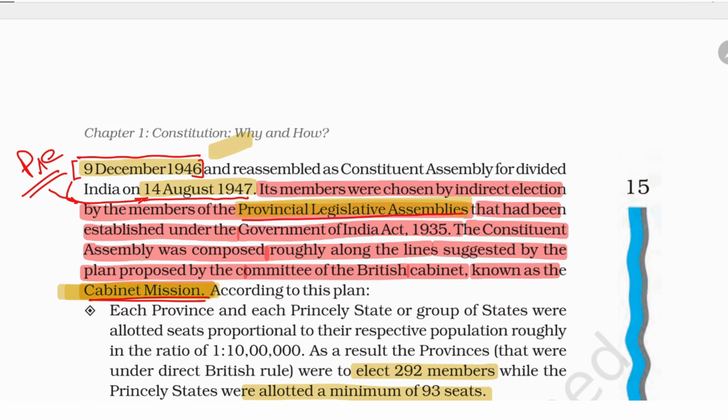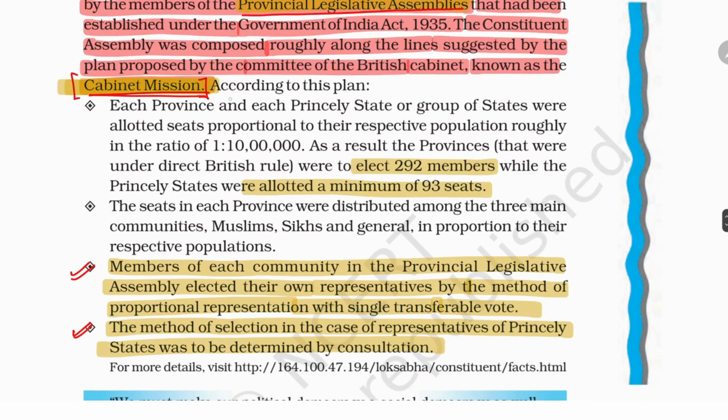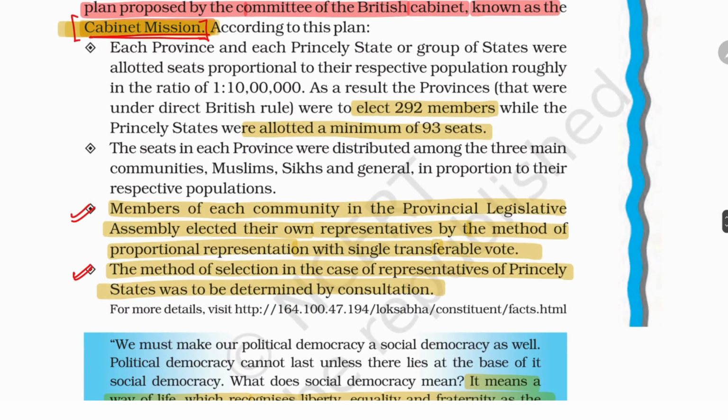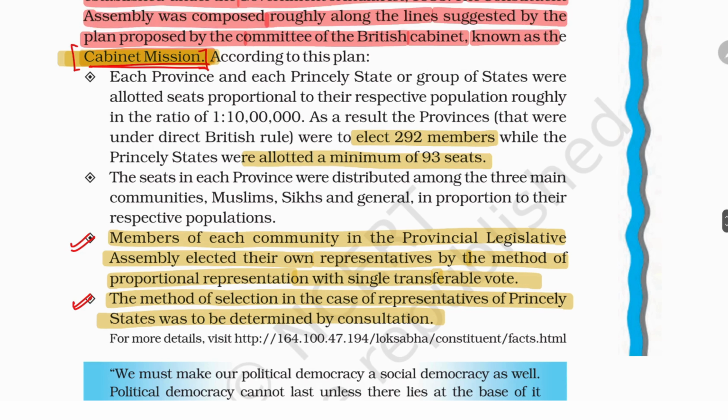The Constituent Assembly was composed roughly along the lines suggested by the plan proposed by the Committee of the British Cabinet, known as the Cabinet Mission. Kindly highlight this part also. This can be a factual question. According to this plan, each province and each princely state or group of states were allotted seats proportional to their respective population, roughly in the ratio of 1:10 lakh.